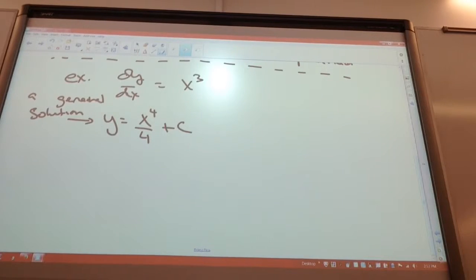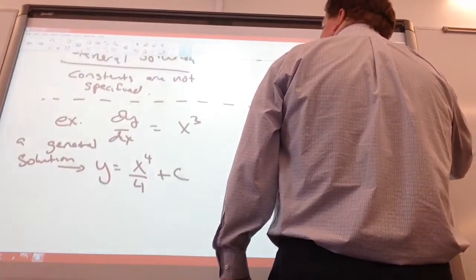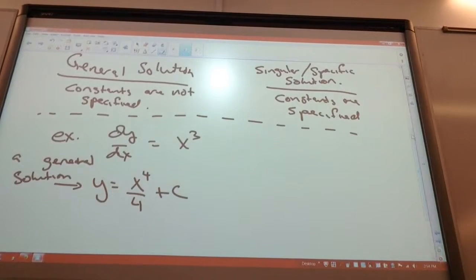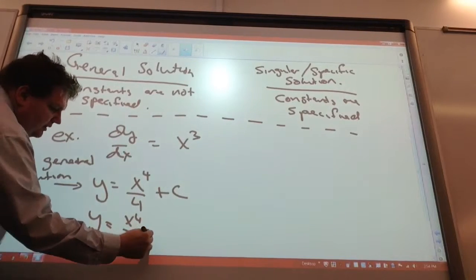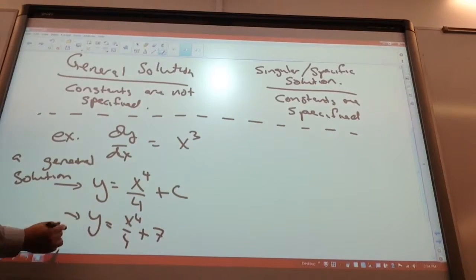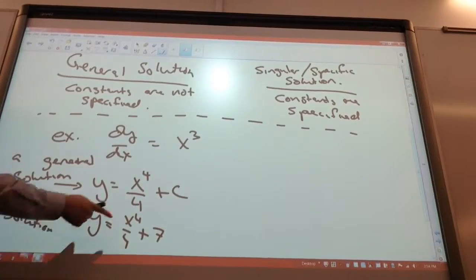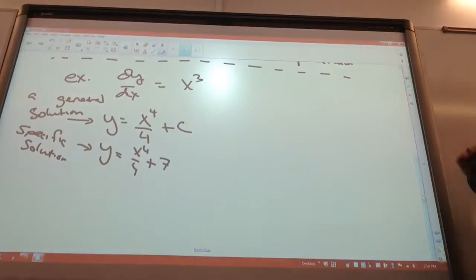A specific solution, right here, is any solution where that c is defined. So if I wrote out y is equal to x to the fourth over 4 plus 7, this is a specific solution, because our constants are defined in that way. I can write another specific solution too.